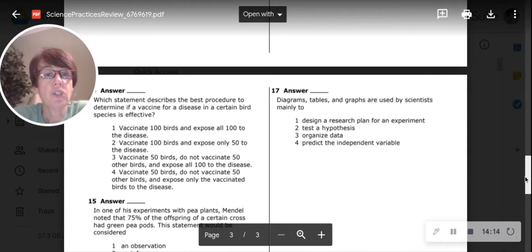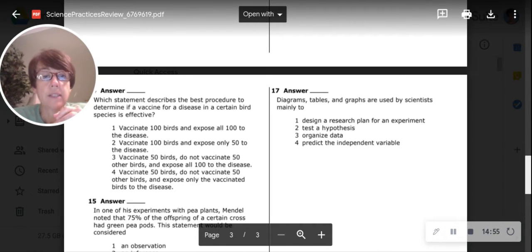Number 14, which statement describes the best procedure to determine if a vaccine for a disease in a certain bird species is effective? So now remember, when we're designing an effective experiment, we have to have a control group and we have to have an experimental group so that we can compare the results, okay? So vaccinating 100 birds and exposing all of them to the disease is not going to give me a control. Vaccinate 100 birds and expose only 50 to the disease. Well, we're getting closer, but we don't want to vaccinate all of them because we're testing the vaccination. So that's not going to work.